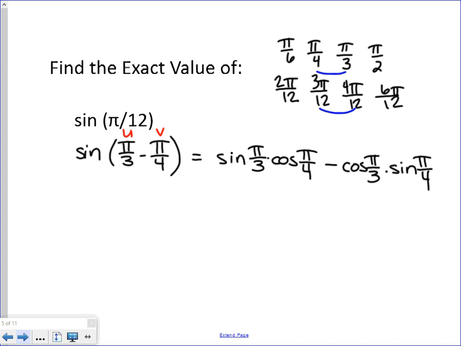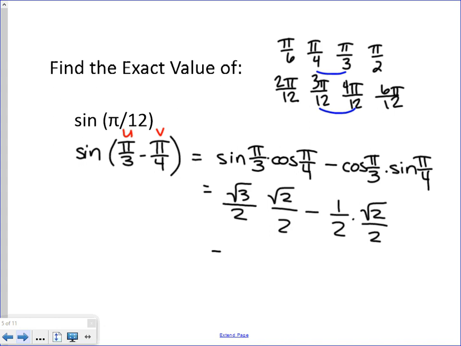These are now things that you can evaluate. What is the sine of pi over 3? Radical 3 over 2. And someone besides Abby tell me the cosine of pi over 4. Radical 2 over 2. Minus the cosine of pi over 3, that's nice. If I already know the sine is square root 3 over 2, then I know the cosine is 1/2. And the sine of pi over 4 is square root 2 over 2. I love when pi over 4 is in my problem, because then I don't have to worry too much. Okay? And then you just got to simplify this.